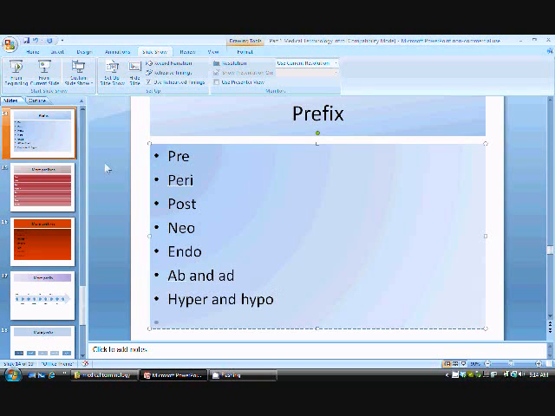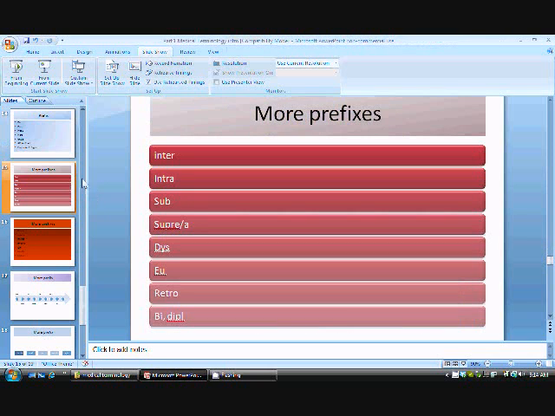Let's go to the next one. These two here often get confused with each other. Inter and intra. Let's say if you have intercostal, that means you're talking about in between, in between the ribs. Whereas if you were to say intracostal, you'd be saying inside, inside the ribs.